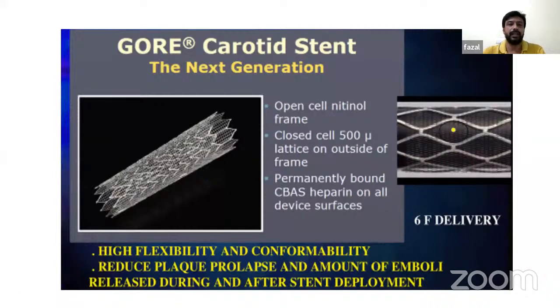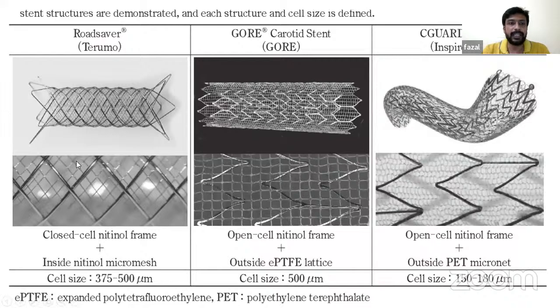So this is a newer generation carotid stent, the Gore carotid stent, which is again an open cell nitinol frame and which has a 500 micron lattice on the outside of the frame. The mesh, if you see, the pores are 500 microns. It gives high flexibility and conformability, which reduces plaque prolapse and the amount of emboli released during and after stent deployment. And the other type is called RoadSaver, which is from Terumo.